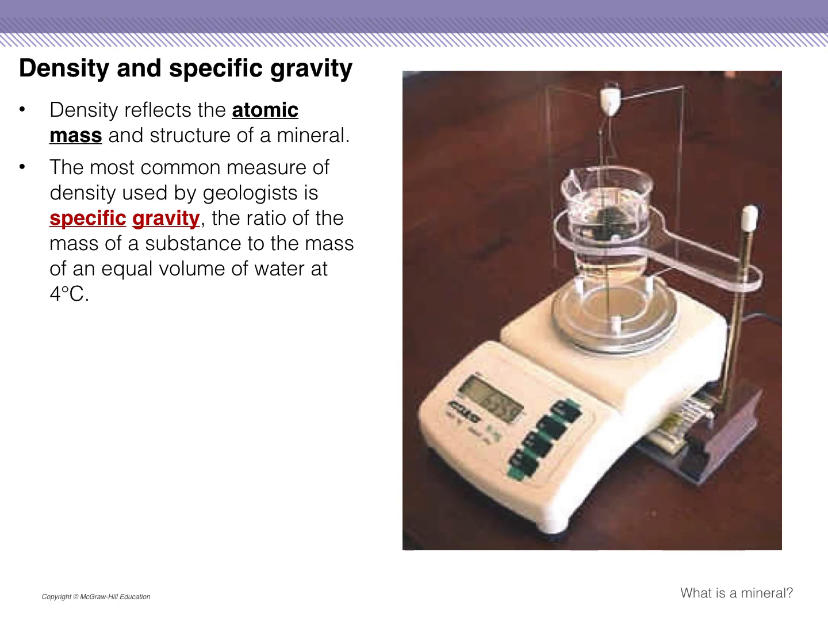Density and specific gravity. Density reflects the atomic mass of the structure in the mineral. The most common measure of density used by geologists is specific gravity, which compares the density of the rock to the density of water of equal volume at 4 degrees Celsius, because only at that temperature is water's density 1. So then they can compare it with that, and every element has its own density. And then if you know a lot about the different structures, you can then identify which elements are in there by its density.